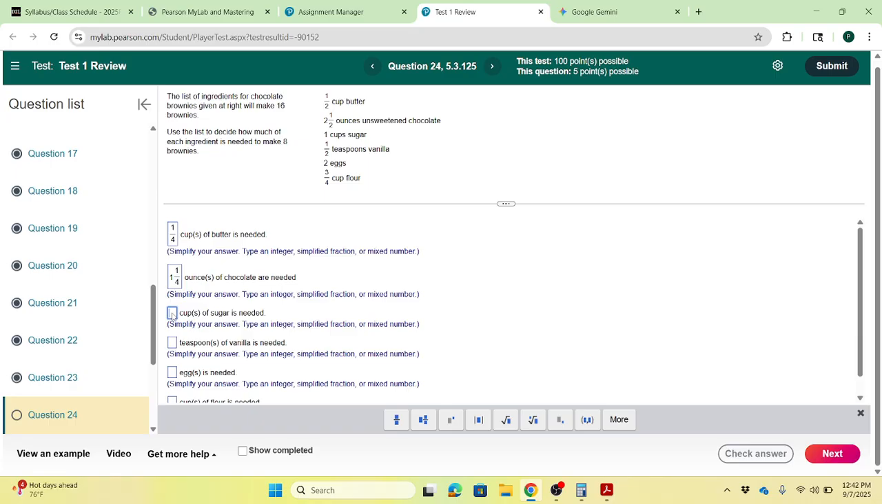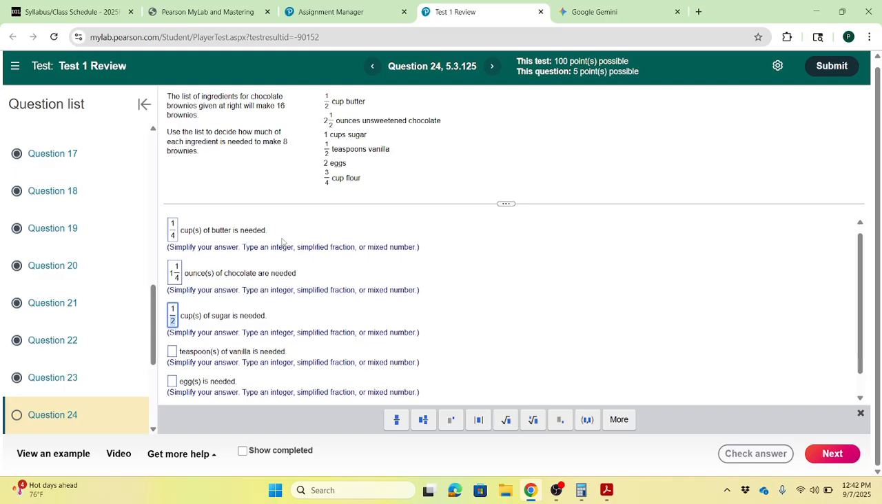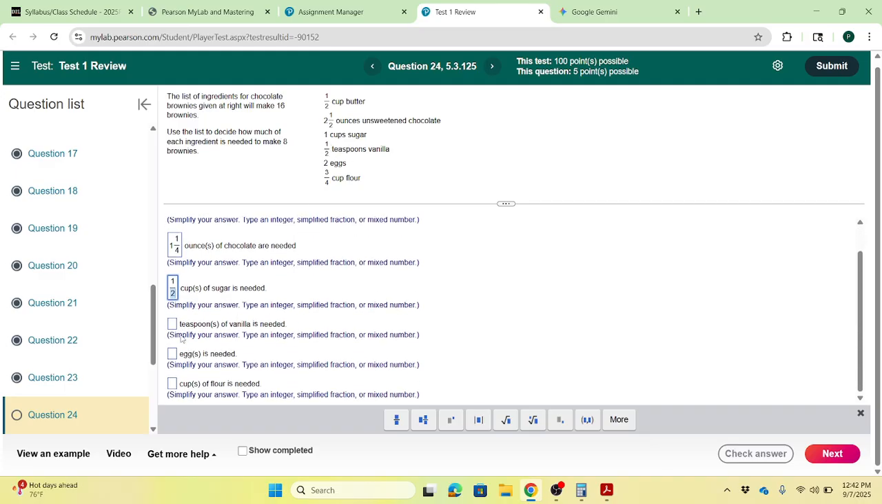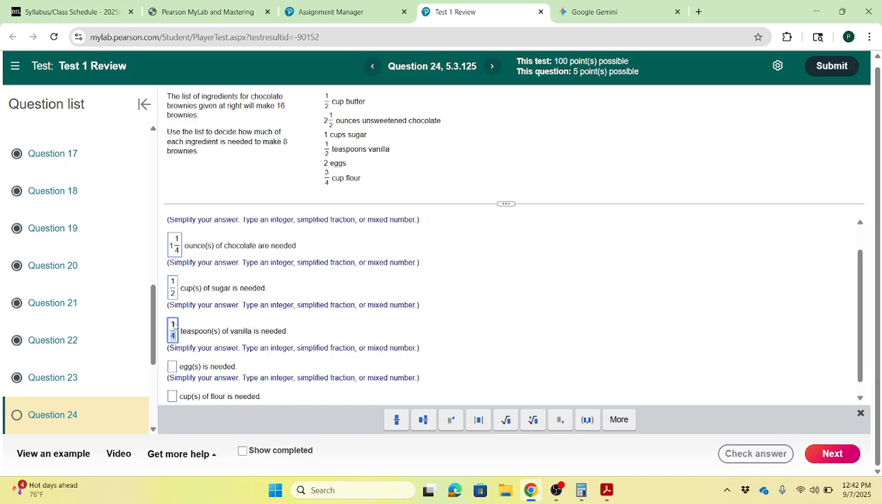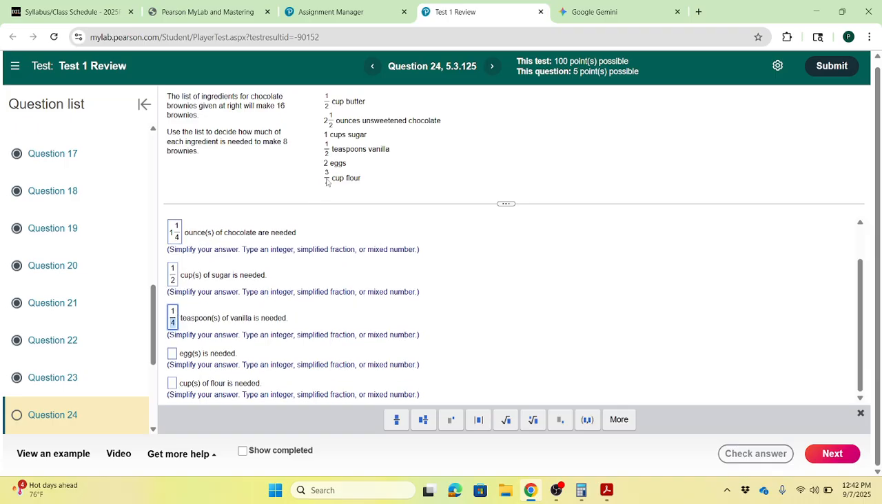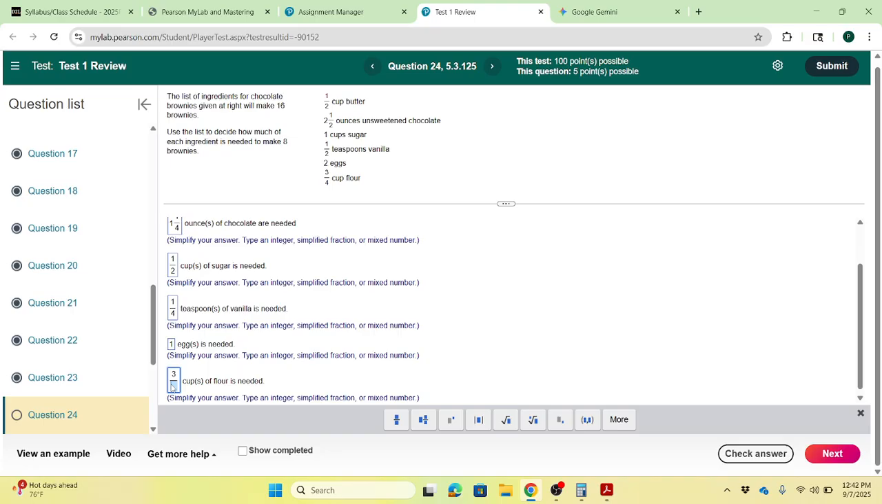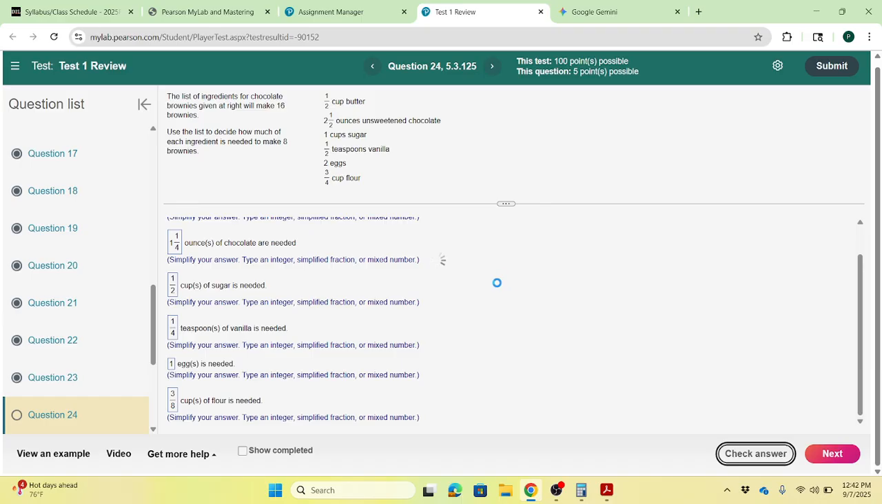The sugar is 1 cup for 16, so half a cup for 8. The teaspoon is half of half, which is 1/4. And eggs, half of 2 is 1. And then half of 3/4 is 3/8. You just halve those numbers and it will give you the amounts for 8 brownies.